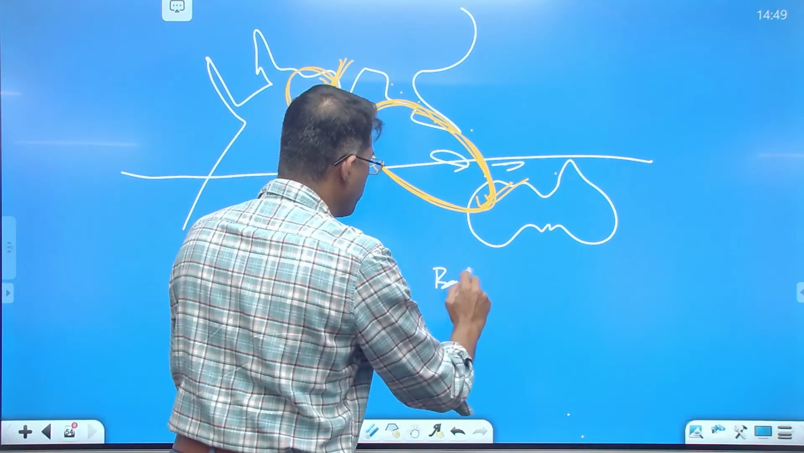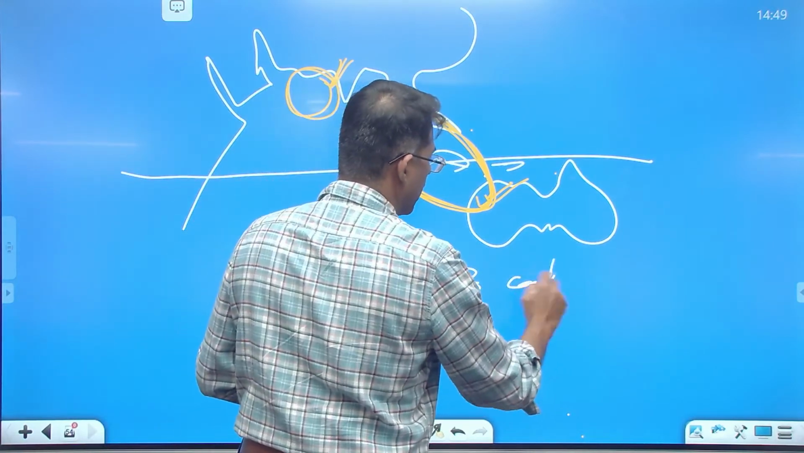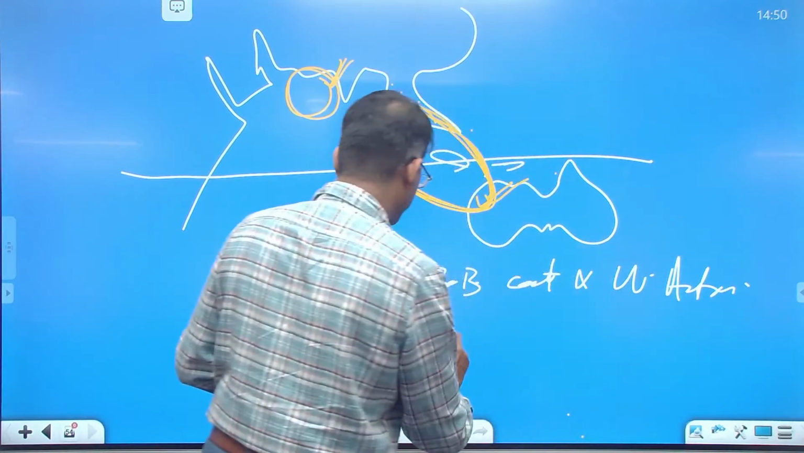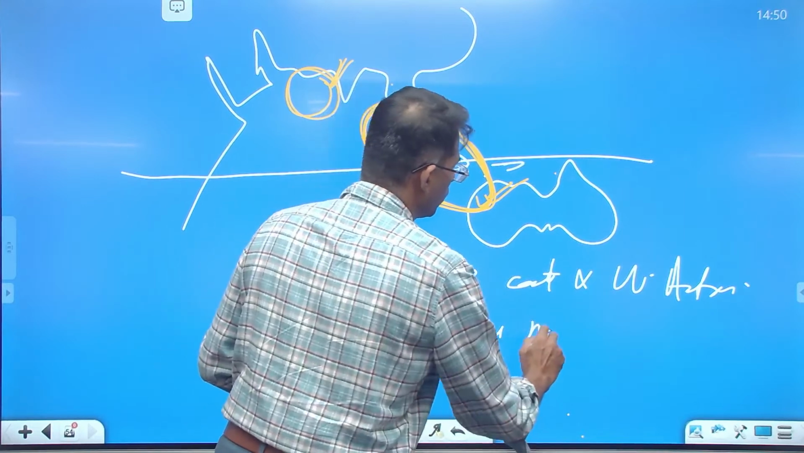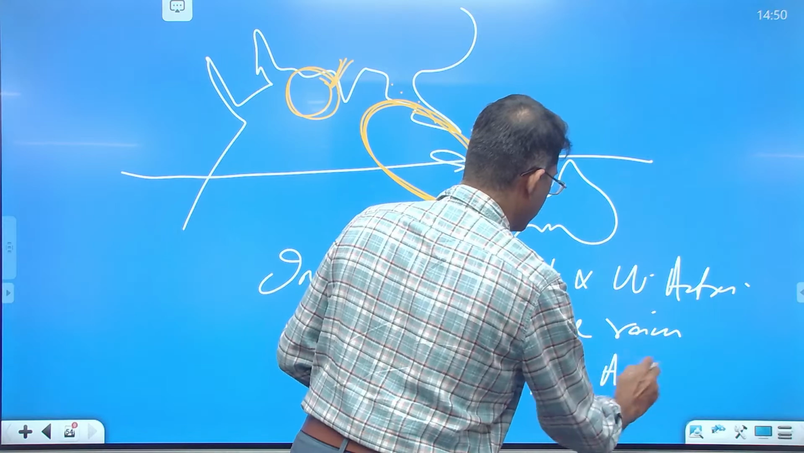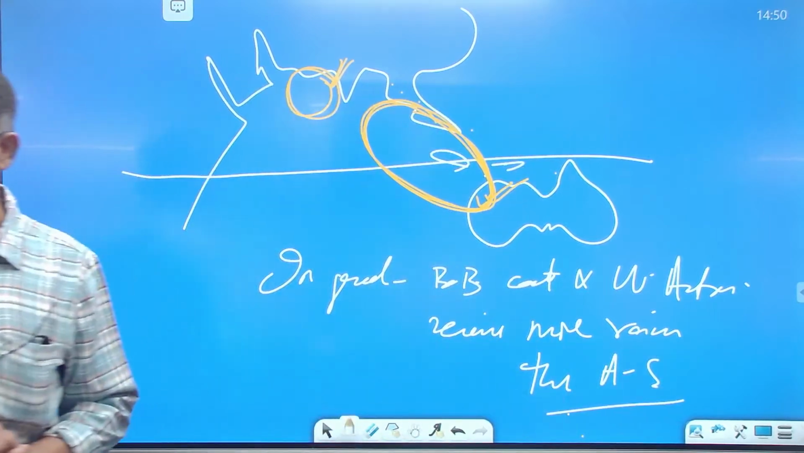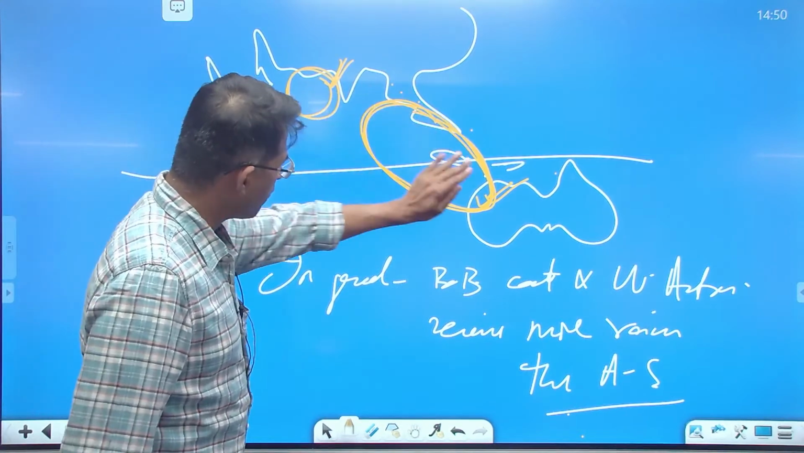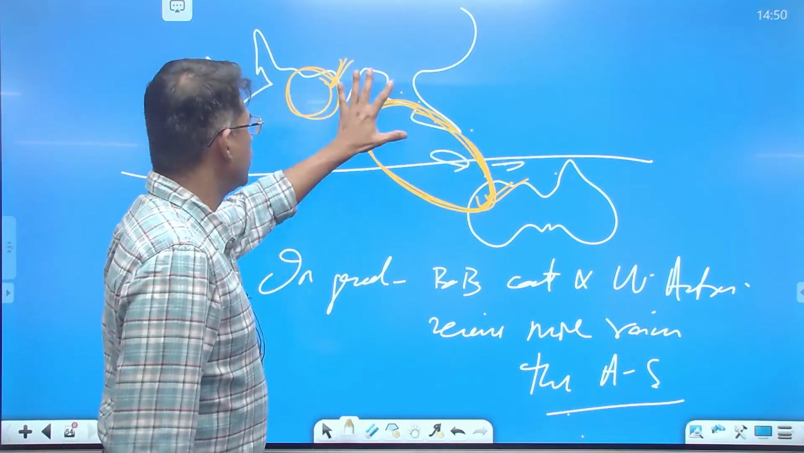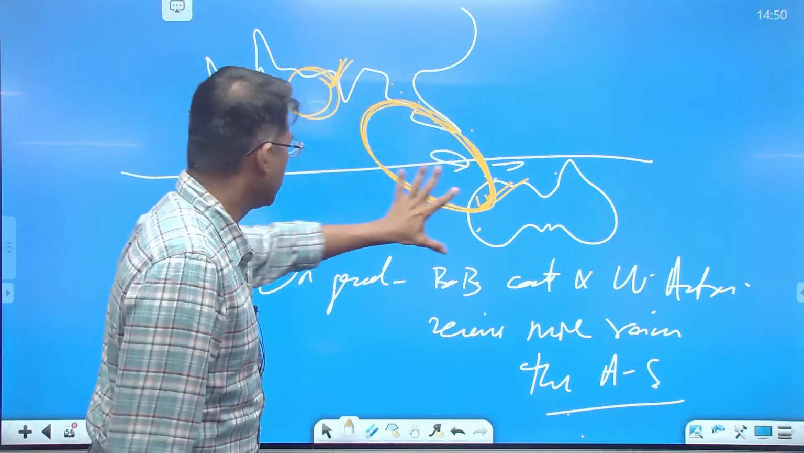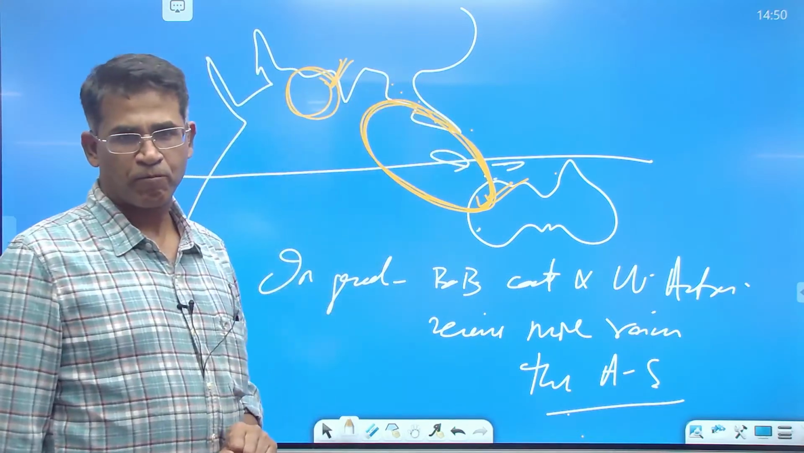the Bay of Bengal coast and the Western Australia receive more rains than the Arabian Sea. In general, the Bay of Bengal coast and the Western Australia receive more rains compared to the Arabian Sea coast because ये warm है. Water will rise here. ठीक है?